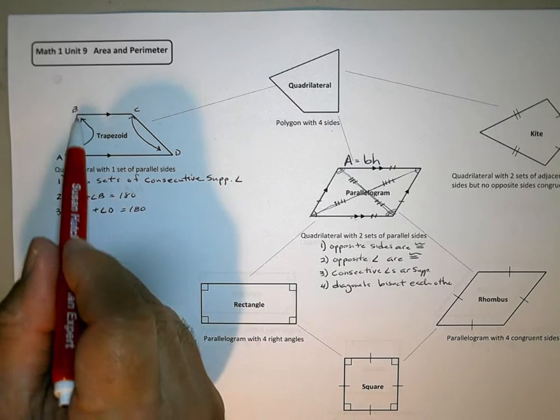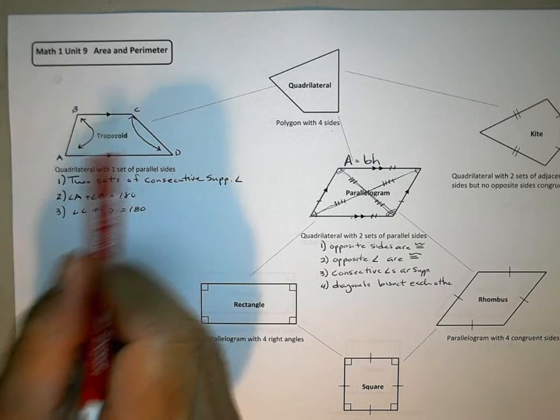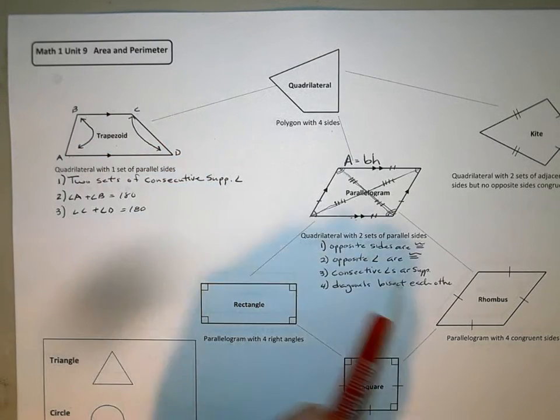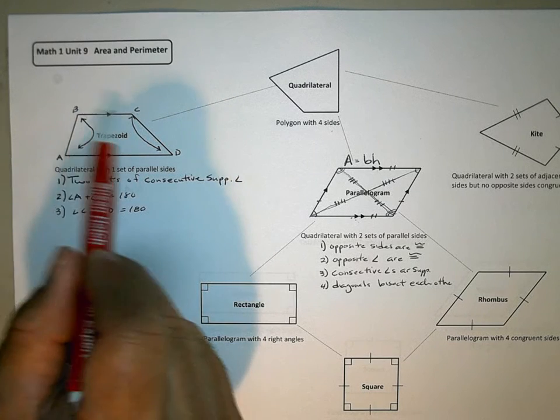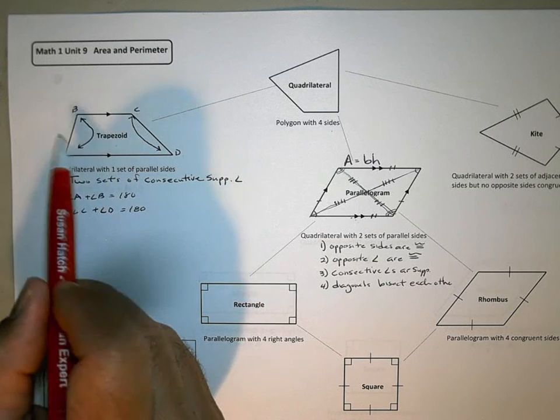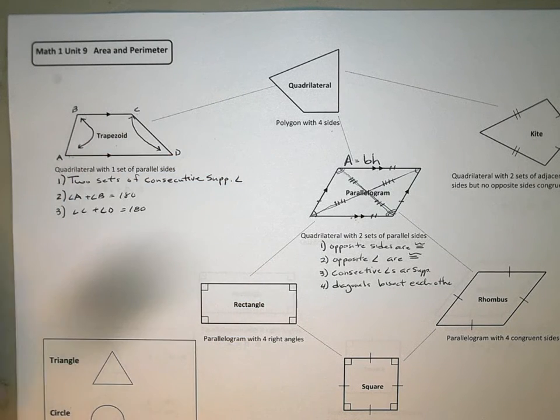But these two are in a relationship. They have 180, and these two add up to 180, but there's no relationship across that. We can't say anything about angle B and C. We can't say anything about angle A and D. We can't say anything about angle A and C, or D and B for that matter.